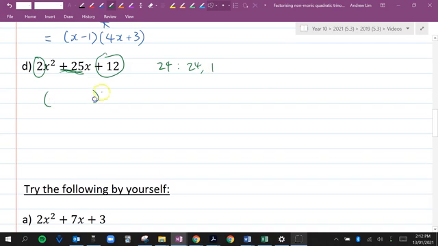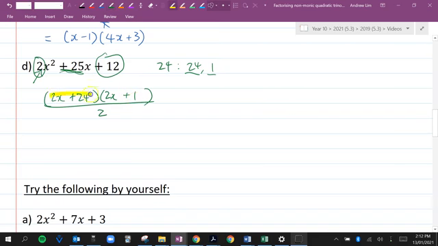So I'm going to set up my working out. 2x, 2x all over 2. Okay, that's because this coefficient of x squared is 2. Then I can put in my positive 24 and my positive 1.